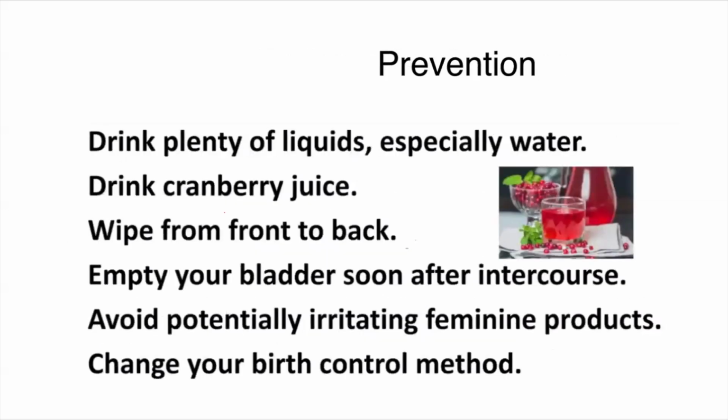The prevention: drink plenty of liquids, especially water. Cranberry juice also reduces the chances of UTI. For hygiene, wipe from front to back, not from back to front. Postcoital voiding also reduces the chances. Other measures include female birth control methods and use of condoms, which also help with prevention.